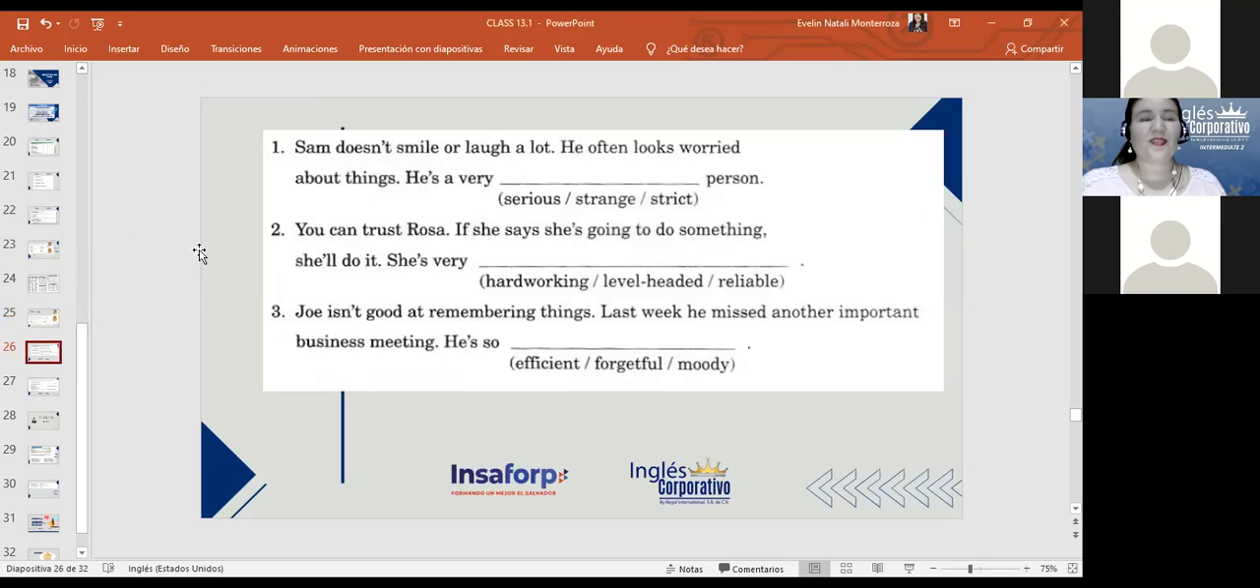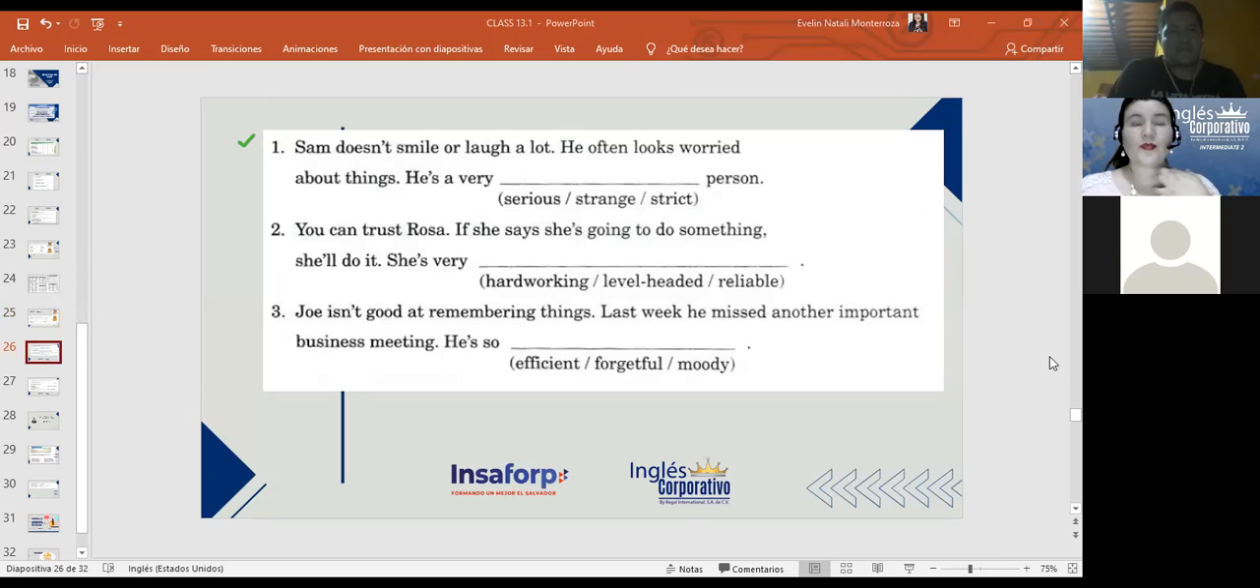And here we are going to complement the sentences with a specific adjective. I need one volunteer to read the sentence. Who can help me? Read the first one. Sam doesn't smile or laugh a lot. He often looks worried about things. He is very serious. Serious person? He is a very serious person.